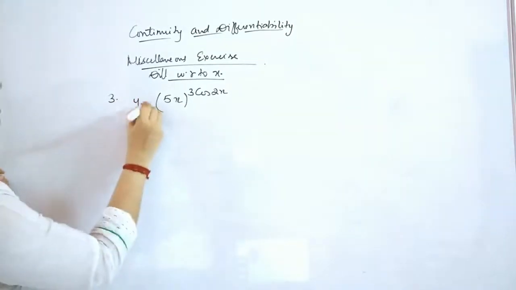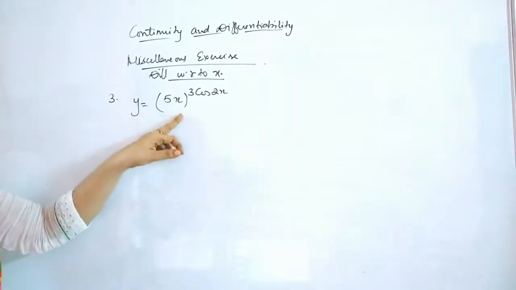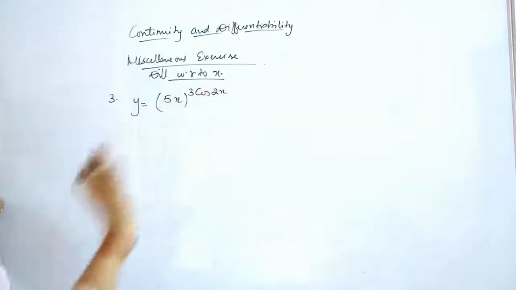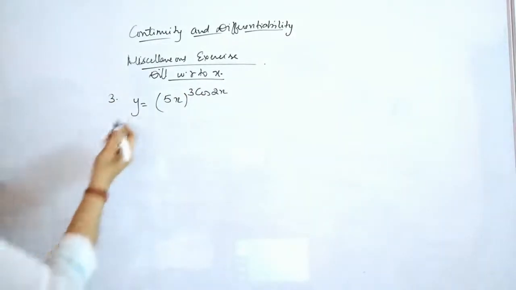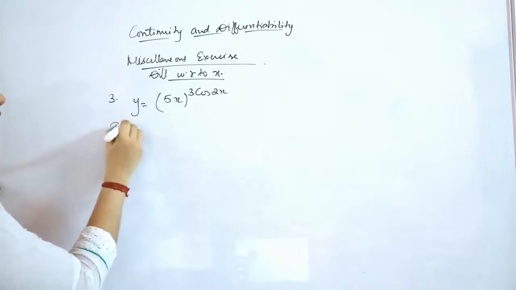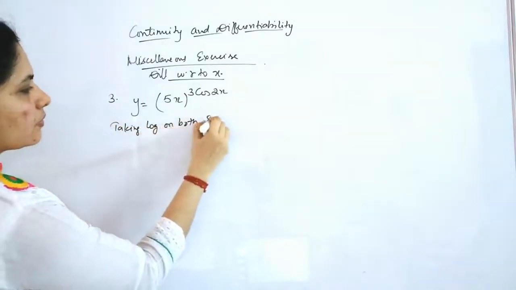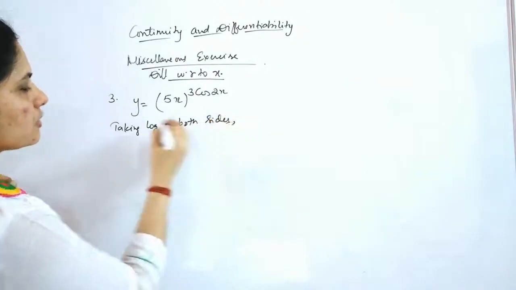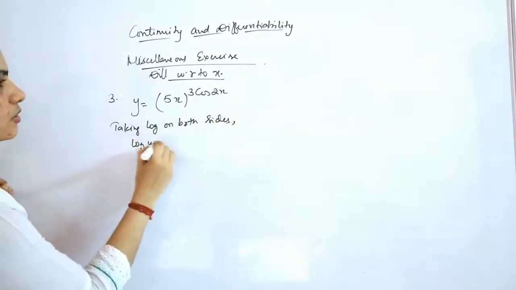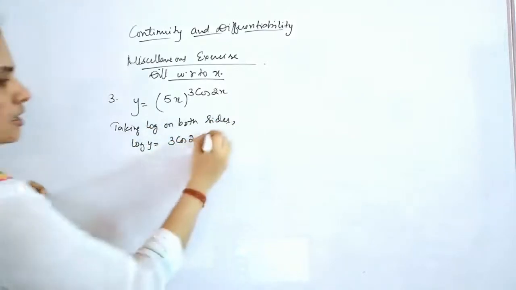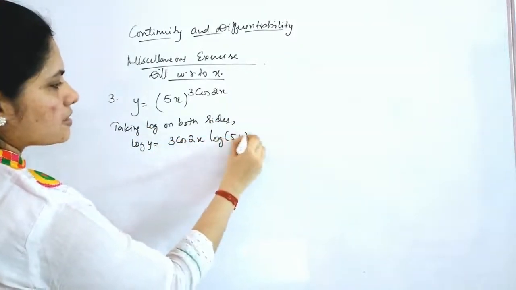Question, you will write it as y = (5x) the whole raised to 3 cos 2x. So it is again a function to the power of another function of x. So here in this case you can take log on both sides. Taking log on both sides, what you will get, log y = 3 cos 2x log 5x.